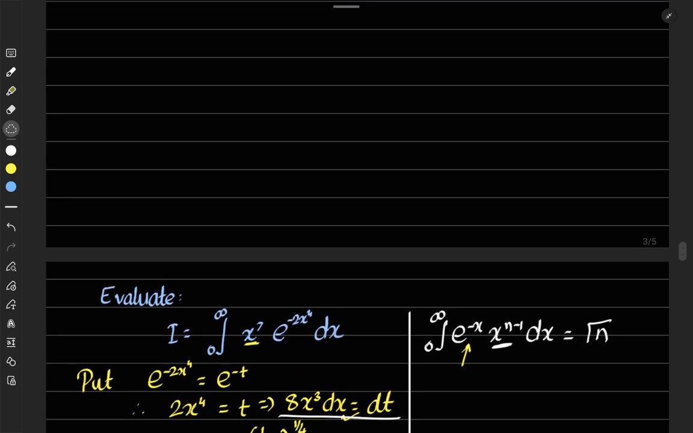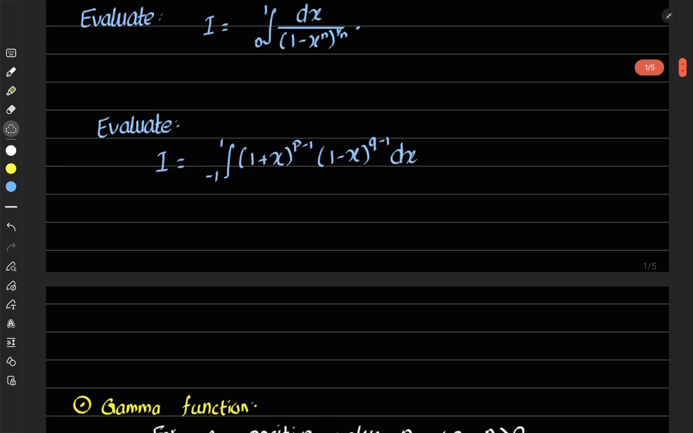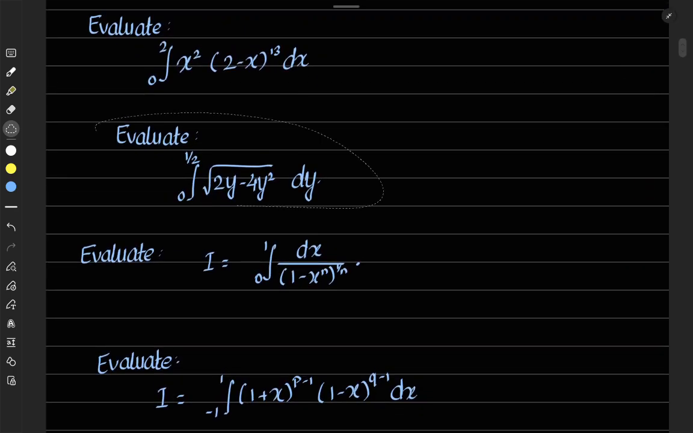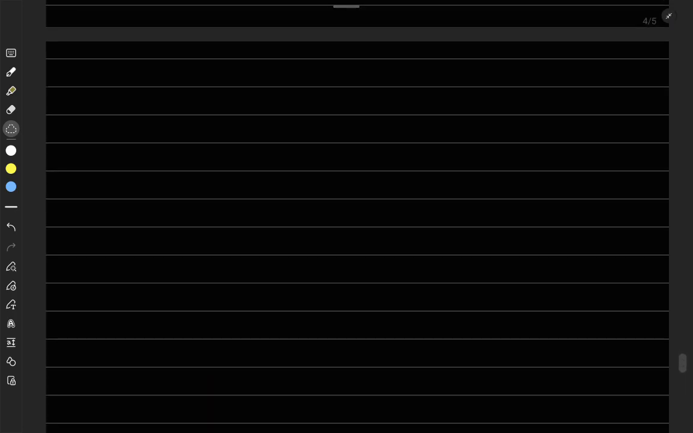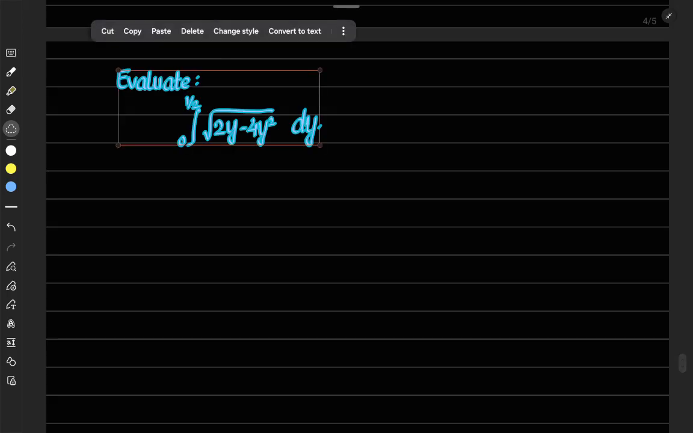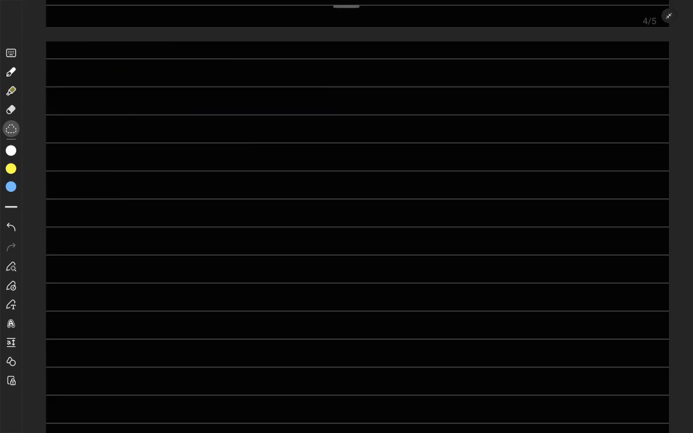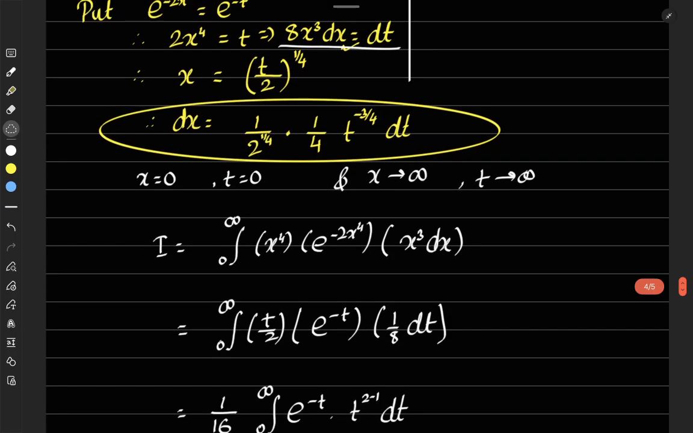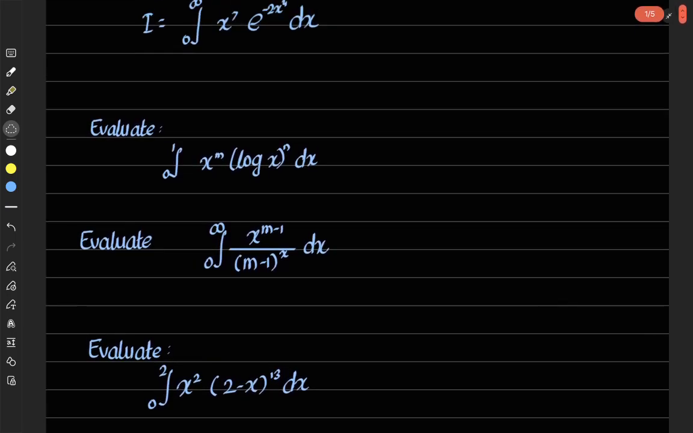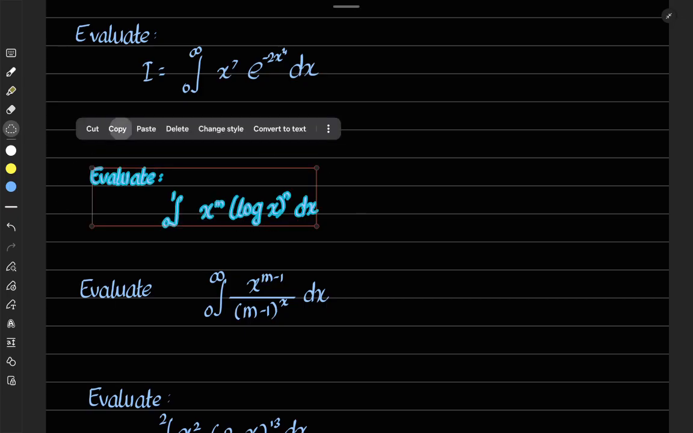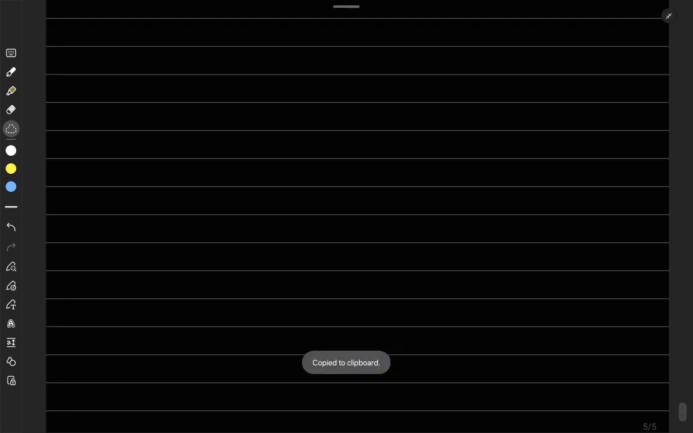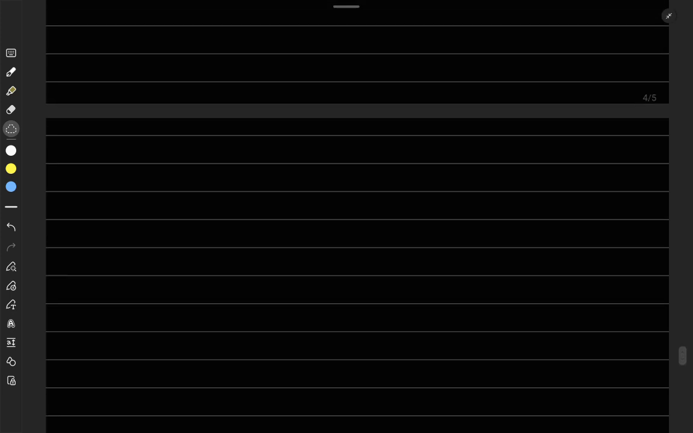So let's start with the second example. So consider this one. Okay, this is not the example of gamma function. We will delete this one, and we will take an example from gamma function. So this one. So let's copy that example, and we will solve this example right now.